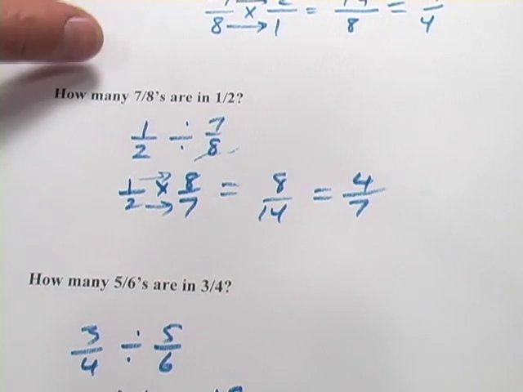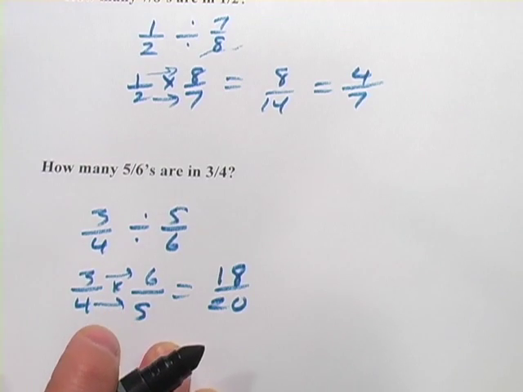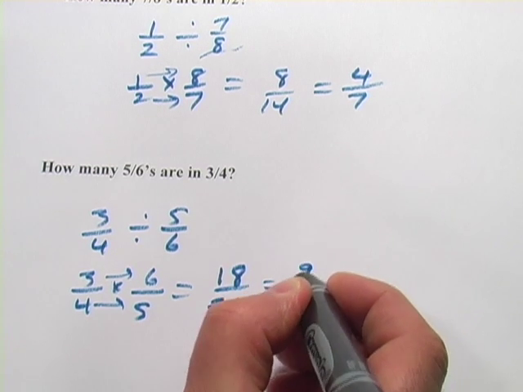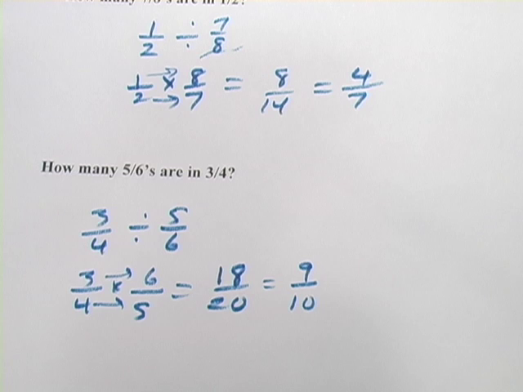We get 18/20ths, but we can probably simplify, so that would be 9/10, taking a 2 out of each one. So that's a little bit about dividing a fraction by a fraction.